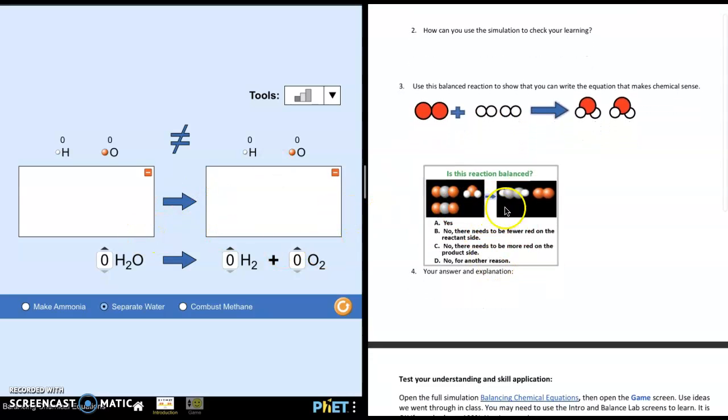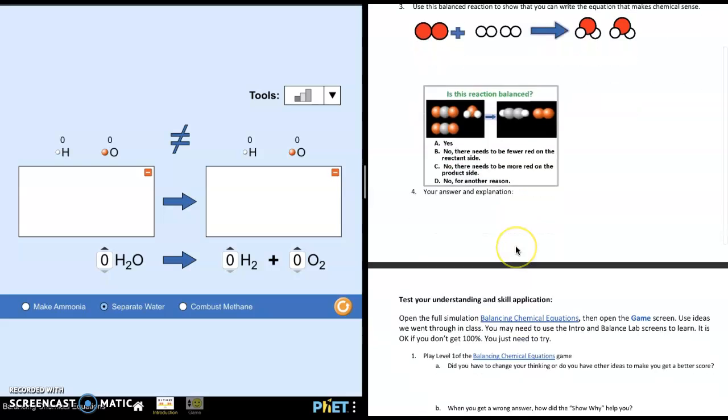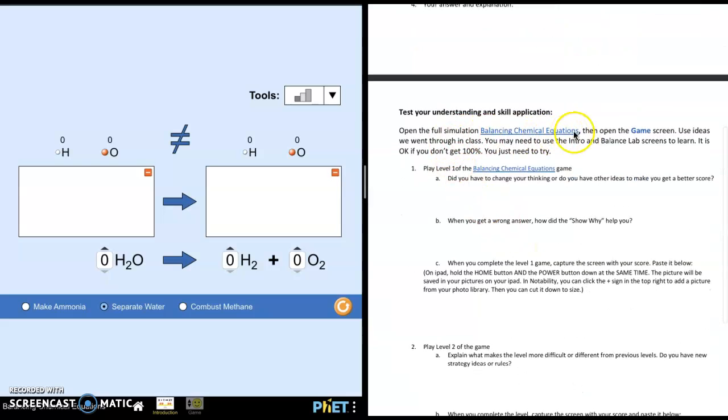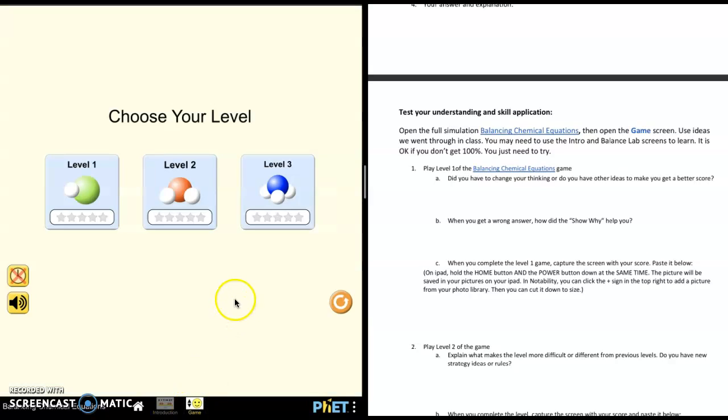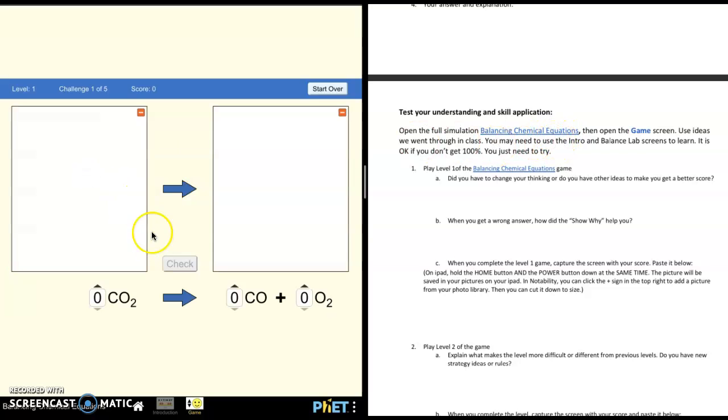Okay, is this reaction balanced? You're just going to look at this and make a decision, your answer, explanation. Now you're going to open the full simulation of the game screen. I can just click down here. Use it as you went through in class. You don't need to use the intro balanced lessons to learn. It's okay if you get 100%, just keep trying. Okay, so play level 1.